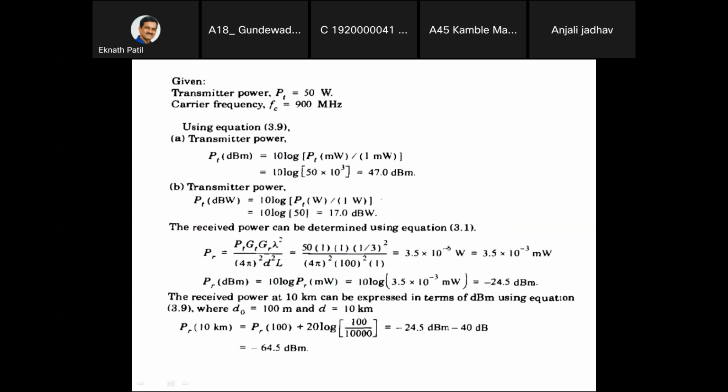Transmitter power PT in dBm is PT in milliwatt divided by 1 milliwatt, that is 47 dBm power. Transmitter power PT in dBW is 17 dB.